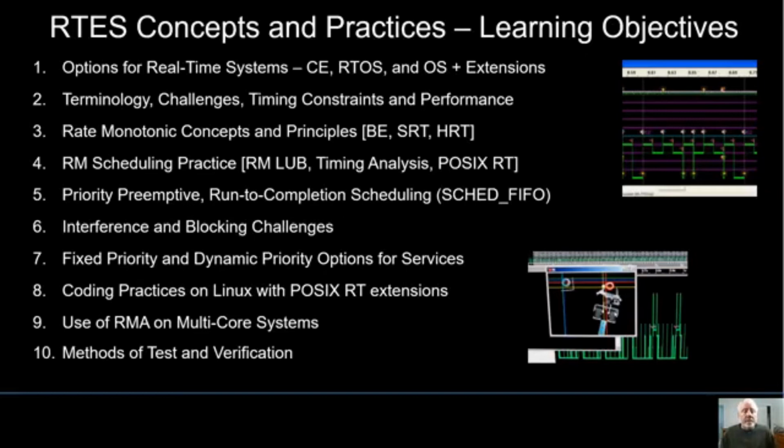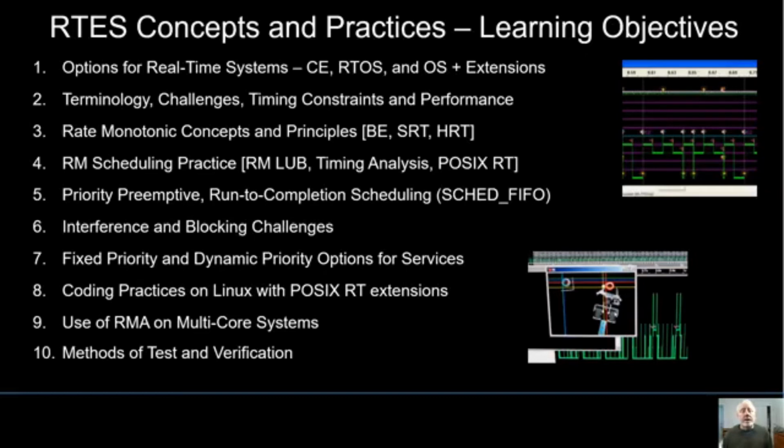So you'll learn terminology, the challenges of real-time systems, and how to deal with timing constraints and performance that are deadline-oriented as opposed to throughput-oriented. So you will be familiar with not only the basic concepts, but rate monotonic concepts and principles, specifically for best effort systems, soft real-time, and hard real-time.